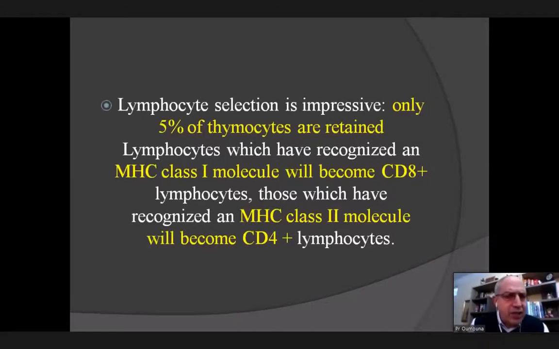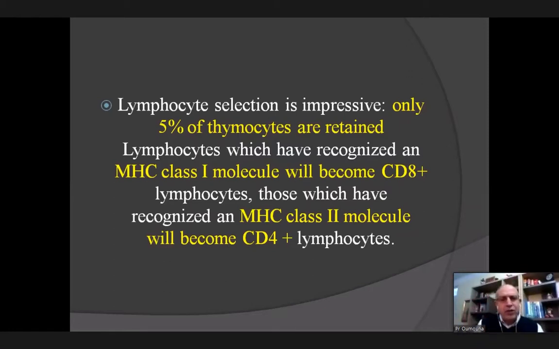Lymphocyte selection is impressive. Only 5% of the thymocytes are retained. 95%, coming from the pro-thymocytes from the bone marrow, will be eliminated just because they couldn't answer the question: are you capable of recognizing MHC molecules? The ones that have recognized them belong to the 5%.